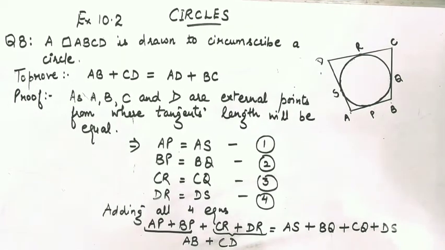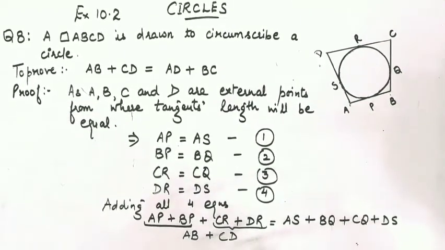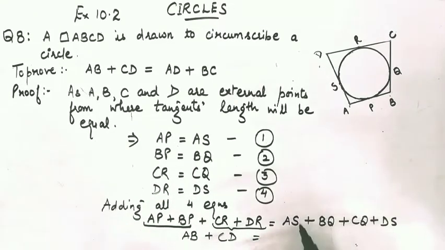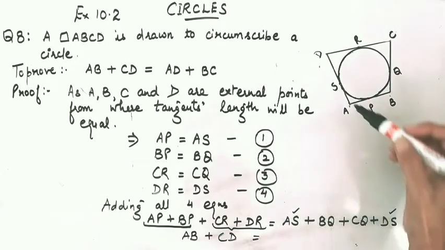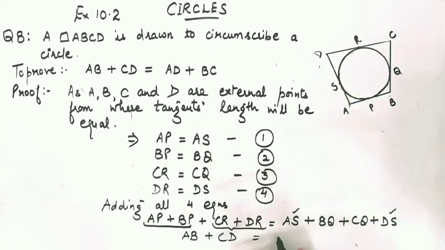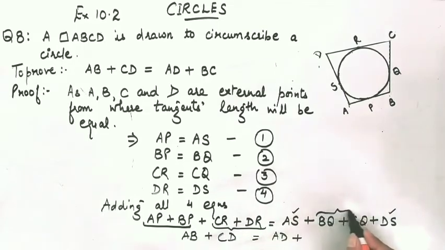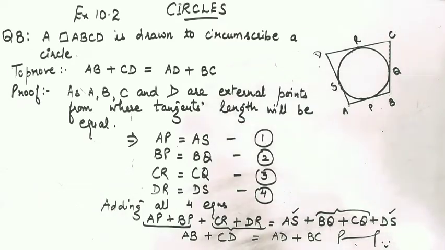On the other hand, over here also we notice AS when added to DS, on adding these two, we get side AD. And BQ, CQ, their sum would be BC. So the result is proved. It's an important question. Go through the steps. I'm sure this must be clear.